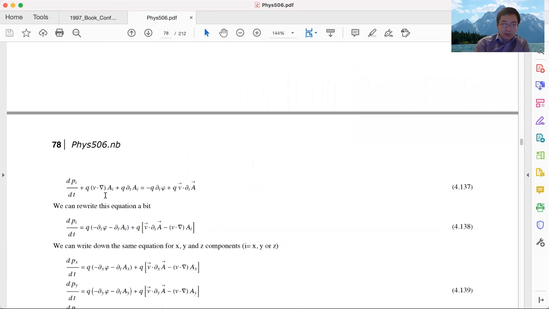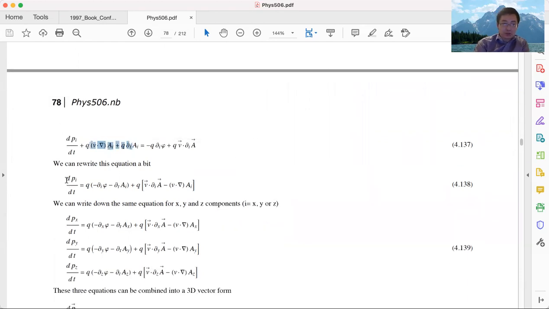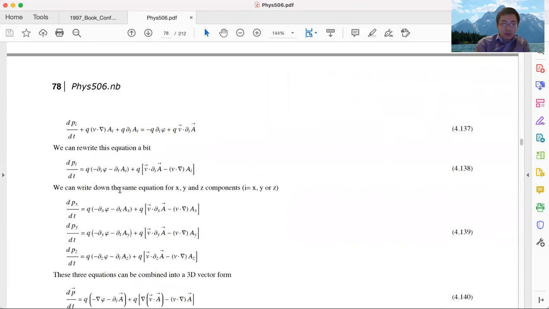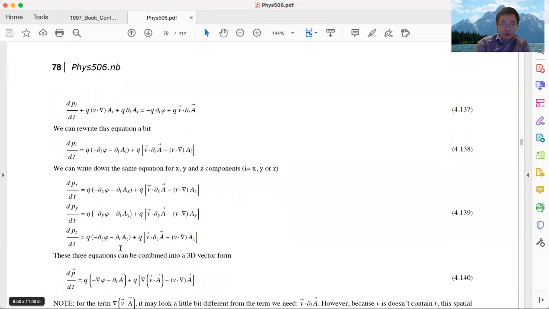Now let's play a trick to rewrite this equation of motion a little bit. The way to rewrite it is to keep dp/dt on one side and move everything else to the other side of the equation. That's what we did here: the same equation, with everything moved to the other side. We can write down the same equation for the x component, the y component and the z component. When i equals x, we got this equation; when i equals y, we got this equation; when i equals z, I got this equation. So we have three equations of motion because I have three degrees of freedom, moving in the x, y, z directions.